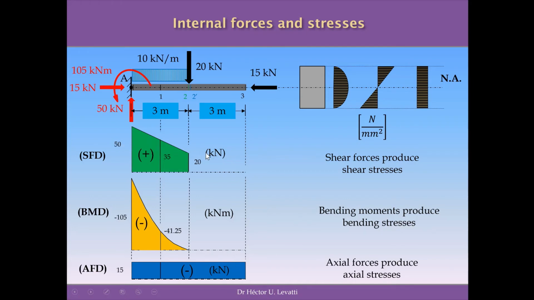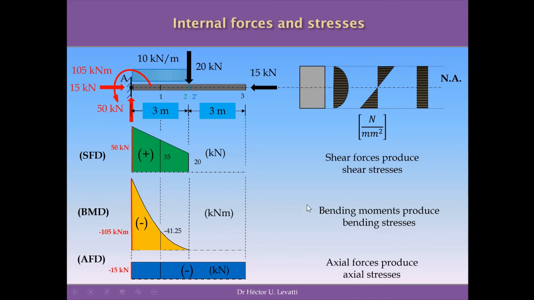Just to remember, the shear forces are measured in kilonewtons usually, so we have to transform this unit, kilonewton, to newtons. The bending moments are expressed in kilonewton meters usually. We are going to transform this into newton millimeters when we do the calculations. And the axial forces are expressed in kilonewtons as well, and we have to transform them into newtons to have the unit of newton per square millimeter when we calculate the stresses.